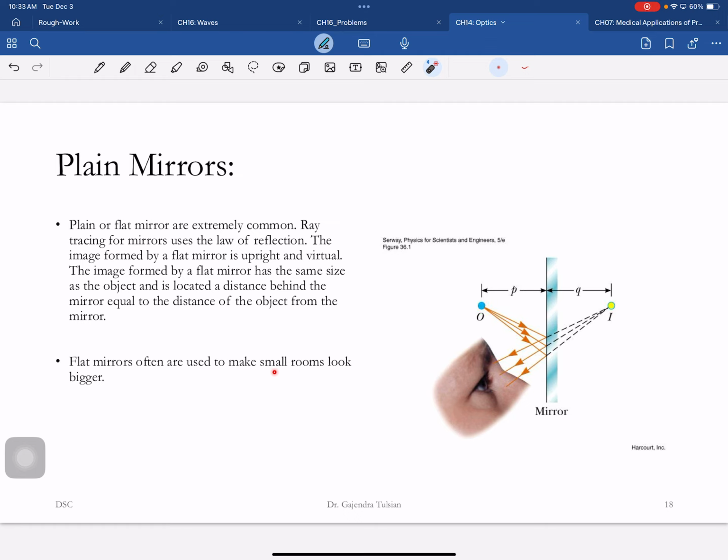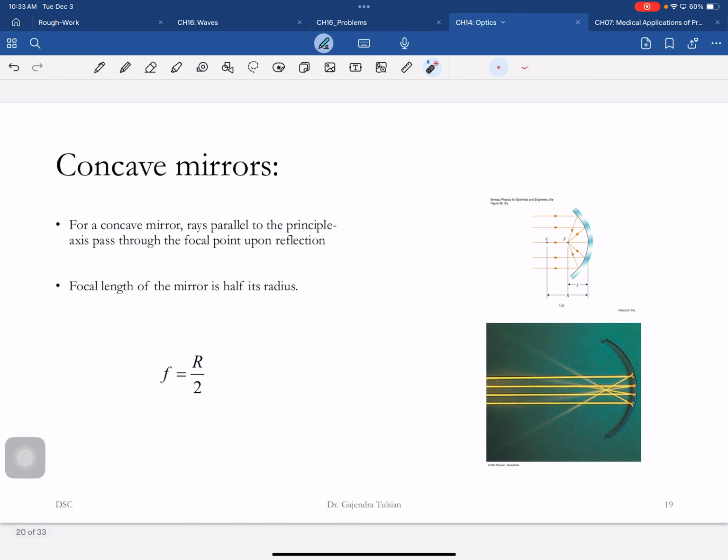Flat mirrors are often used to make small rooms look bigger. So plane mirrors are always used if you want to make a room look bigger.